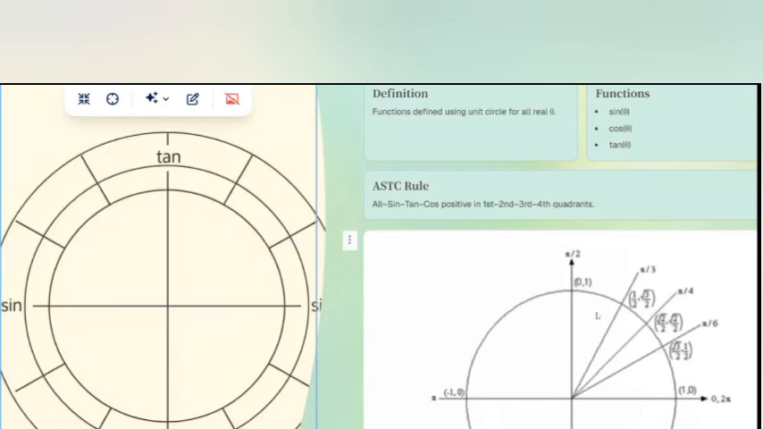But I was going to say something earlier before I went back to explain the ASTC rule. In the case where you are now given an angle that is not between 0 and 90, it is between 90 and 180, between 180 and 270, or between 270 and 360, right? You can figure out what the angle is.